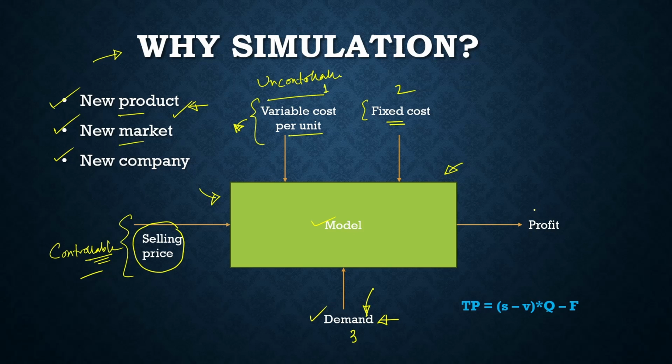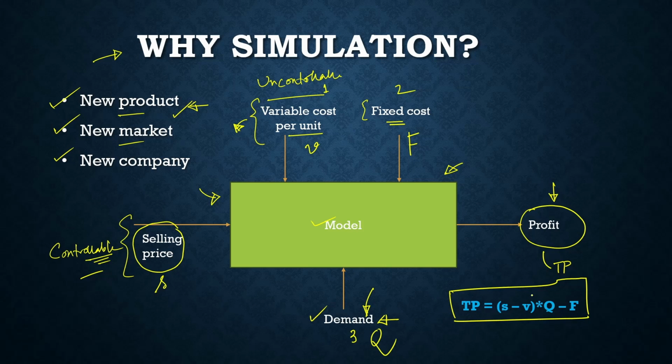So now, what is the output of the model? This is the output, that is the total profit. We call it TP. Total profit is the output of the model. So we have defined some variables. Small s is for selling price, small v is for variable cost per unit, capital F for fixed cost, and say q for demand. And this is the equation for total profit. So what is the total profit? Total profit is selling price minus variable cost, into demand. This gives you the total contribution, minus the fixed cost.